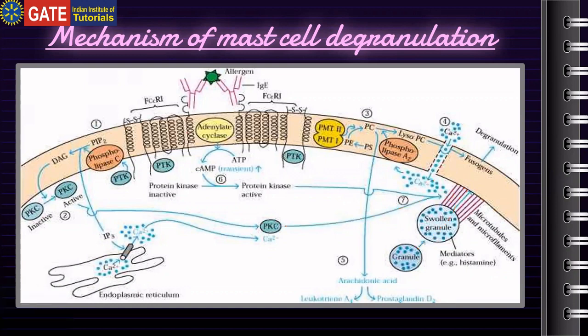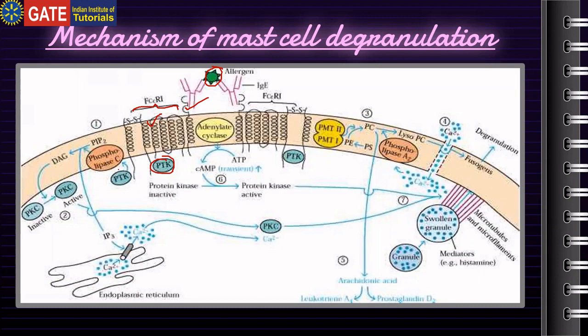I'll explain once again. Whomever did not understand, follow me correctly. This is the IgE. IgE will be associated with the Fc epsilon R1 receptor. Once the IgE is cross-linked with the allergen, immediately the Fc epsilon R1 receptor will be active. Once it is active, it is going to activate the PTK.